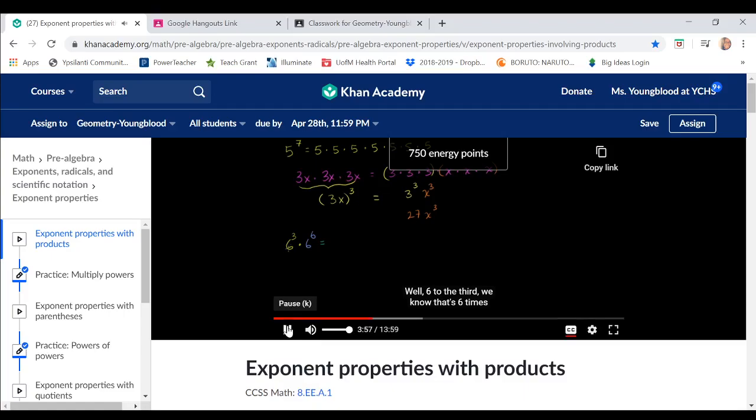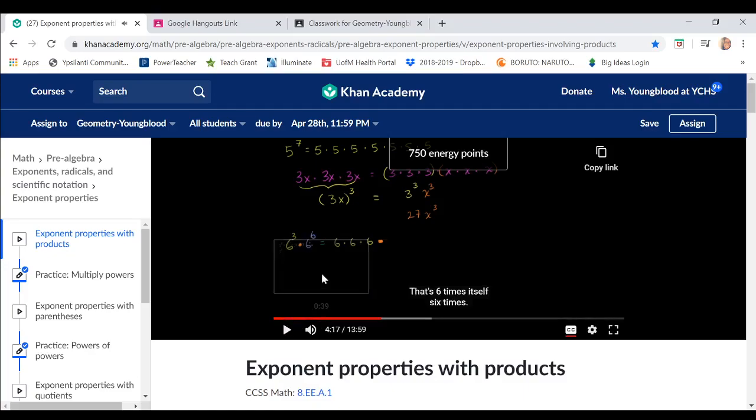Third, we know that's 6 times itself 3 times. So it's 6 times 6 times 6. And then that's going to be times 6 to the 6th power. Well, what's 6 to the 6th power?